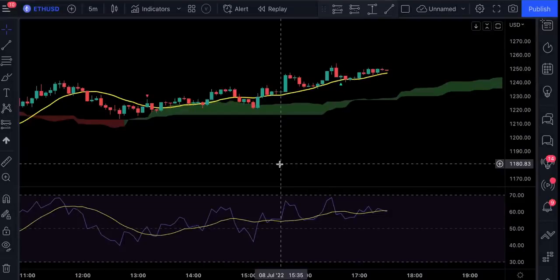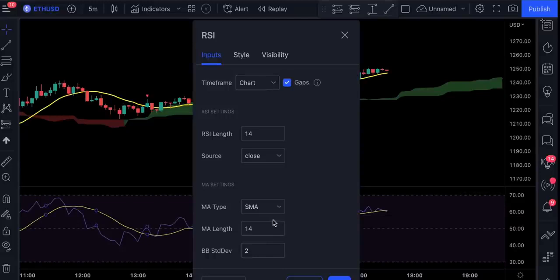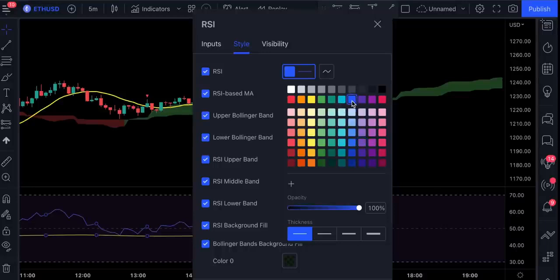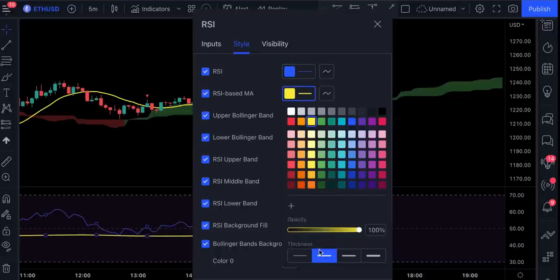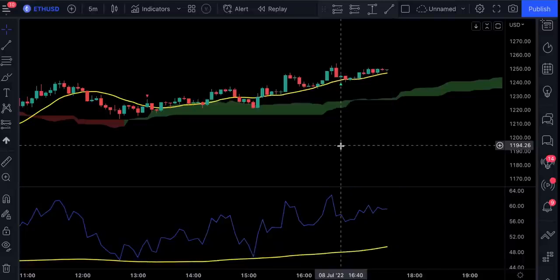And finally, let's adjust this RSI indicator. So we're going to change the RSI length from 14 to 25 and the moving average length from 14 to 150. Also, let's make the indicator look a bit cleaner. Okay, the strategy is complete. Now let's get into the entry rules.